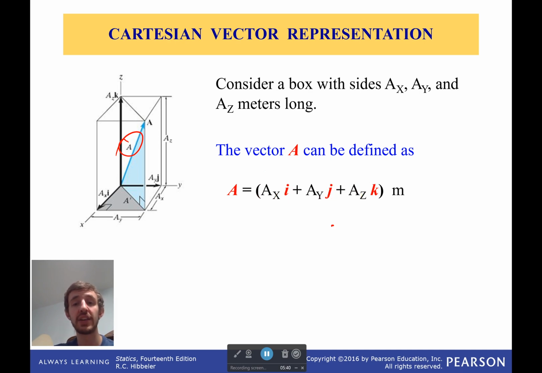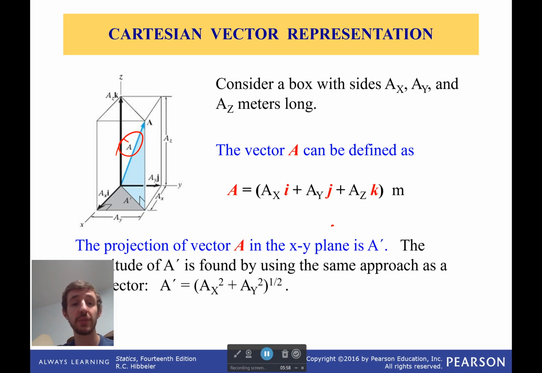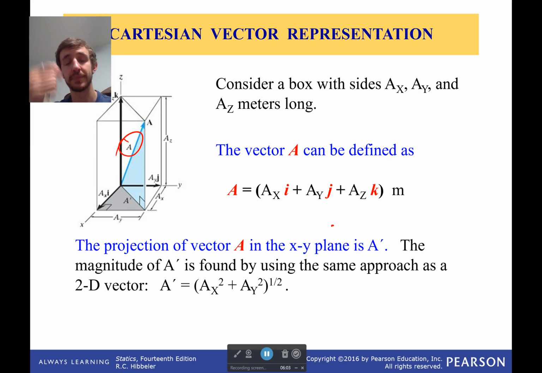So the i, j, and k unit vectors give the direction. The Ax, Ay, and Az magnitudes, or the scalars, give the magnitude of each of those components. So this is how you constantly see it. If you're adding together two vectors, you're going to add the components, so be careful about that. But we'll do that a little bit later.